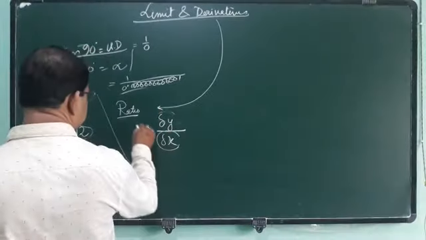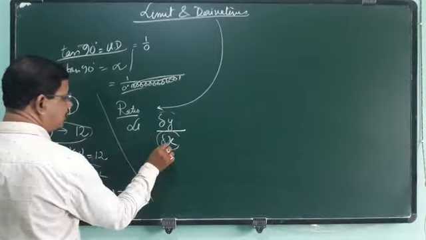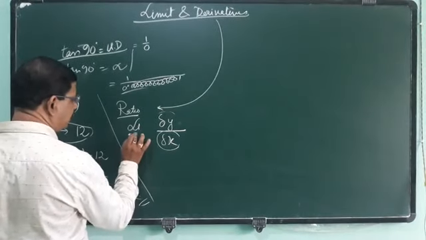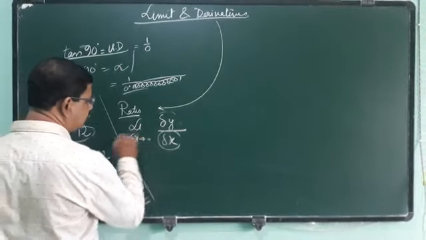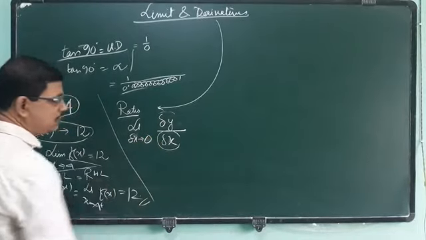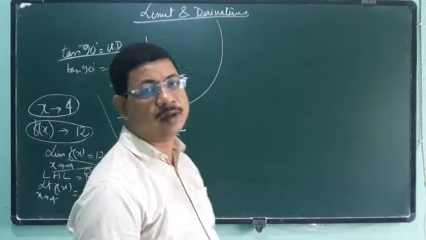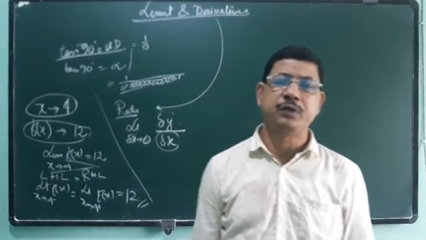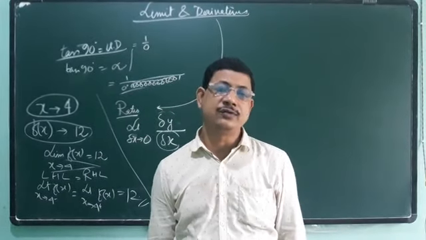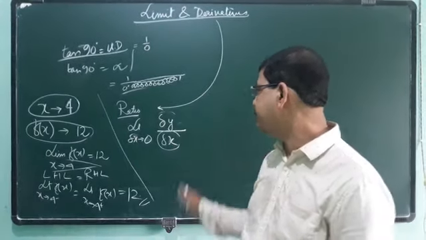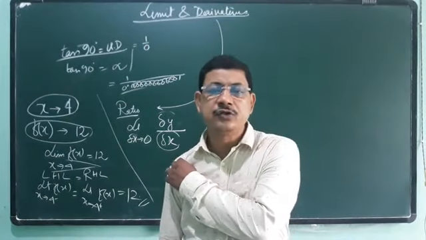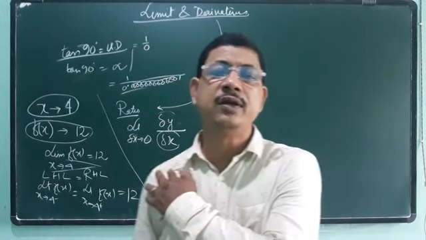If we take this ratio and consider delta x to be a very small term, that is delta x approximately 0, then this ratio is called the derivative of y with respect to x, the differentiation of y with respect to x. This is the general meaning. So what is the general meaning of derivative?